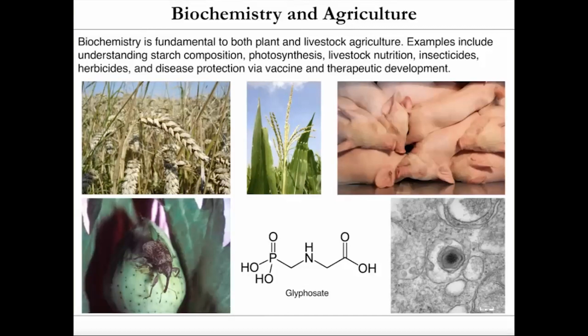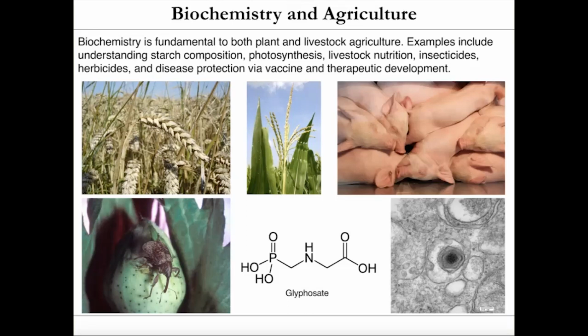We talked about how agriculture completely changed human society. Well, with the onset of biochemistry, agriculture has gotten significantly more sophisticated and allowed us to feed a larger human population than was ever possible at any other time in our collective history. So biochemistry is fundamental to understanding both plant and livestock agriculture.